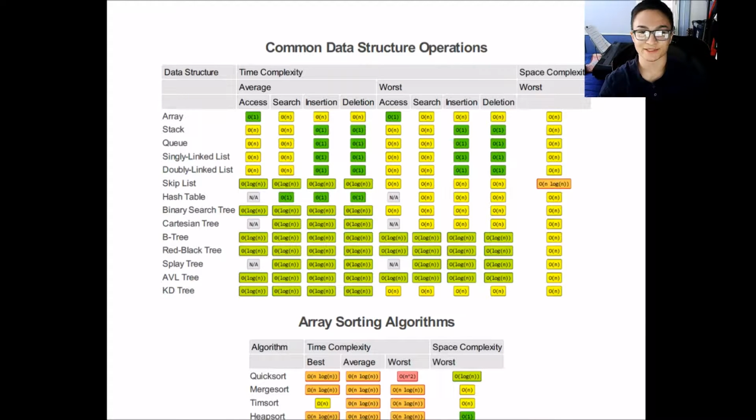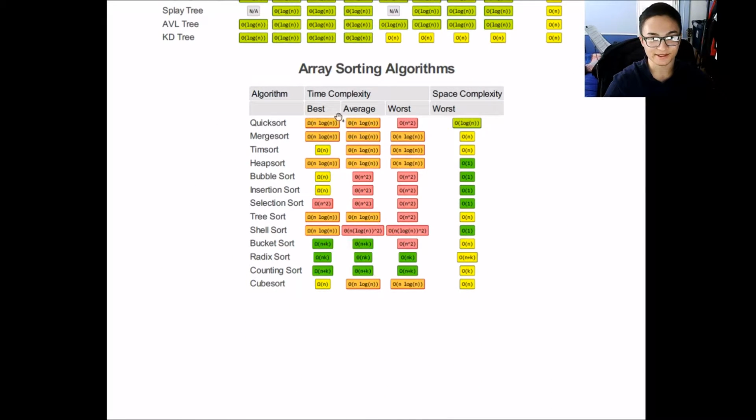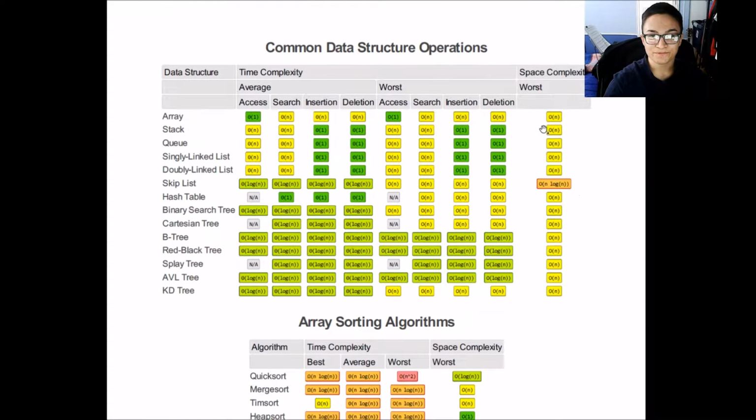And then space complexity. Space complexity for everything except the skip list, which I'm not sure of yet, is O(n), because you have n elements, right? So that should make sense. And then these obviously change because these are sorting algorithms. But everything, essentially, except the skip list, is O(n).